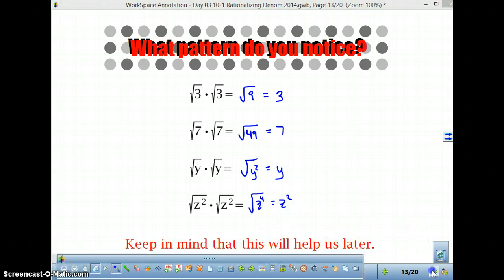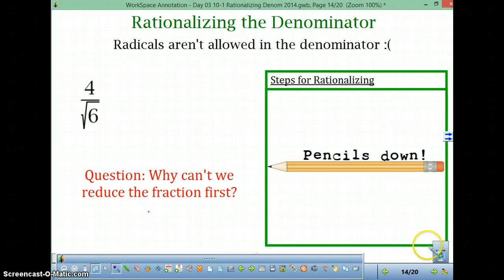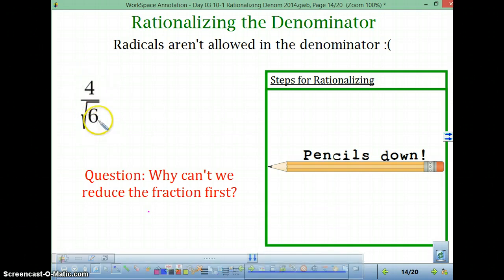Know that pattern because it's going to help you right here. Okay? This is not simplified. There's a couple of reasons why it's not simplified. The main reason is because you cannot have a radical in the denominator. A couple of reasons why is that it's really hard to estimate what a fraction is when there's a radical in the denominator. And also it's really hard to add and subtract radical expressions when there's radicals in the denominator. So no radicals in the denominator.